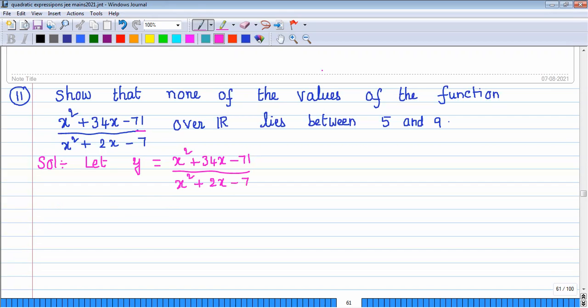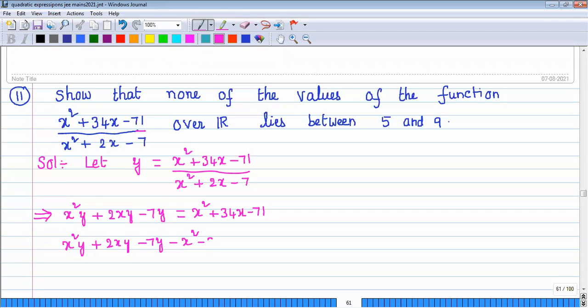By cross multiplication, we get x square y plus 2xy minus 7y equals to x square plus 34x minus 71. So let us transpose all the terms of right hand side to the left hand side, so that we get x square y plus 2xy minus 7y minus x square minus 34x plus 71 equals to 0.